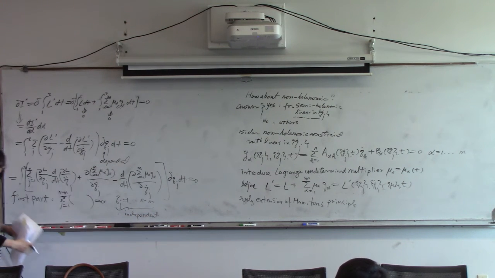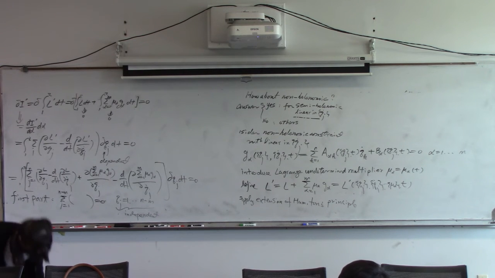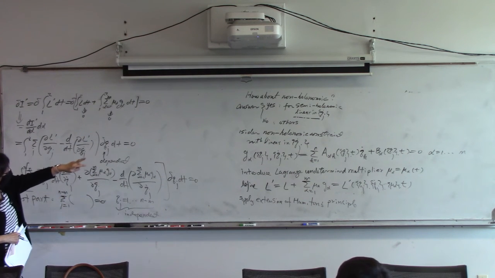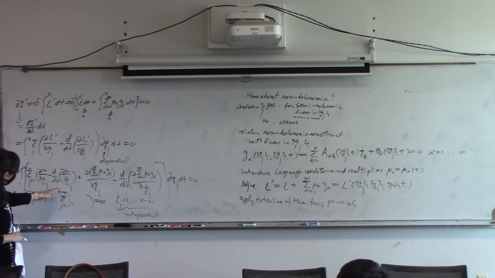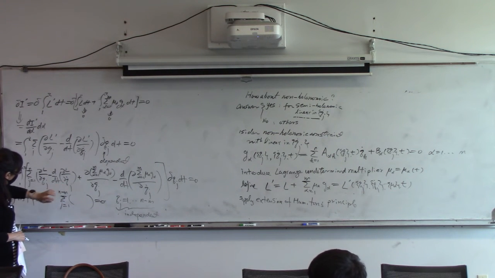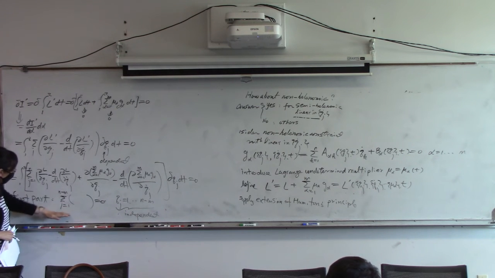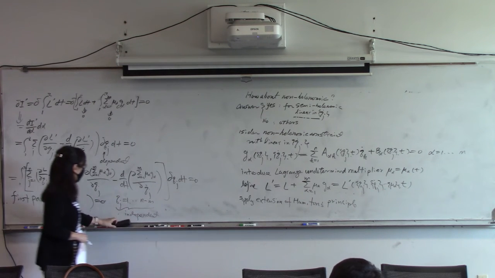That means among these dependent generalized coordinates, we know there are m equations of constraint. So it's totally this difference that gives us the independent ones. So now for those independent ones, according to Hamilton's principle, the variation is equal to 0.